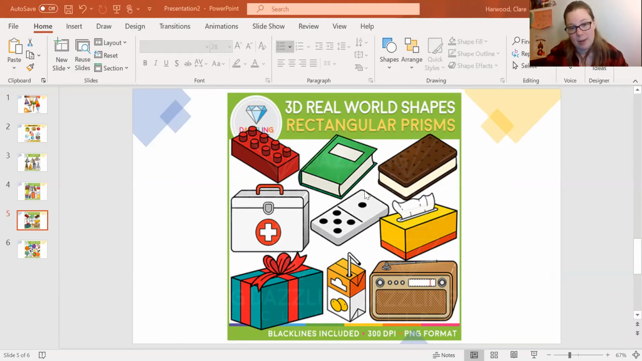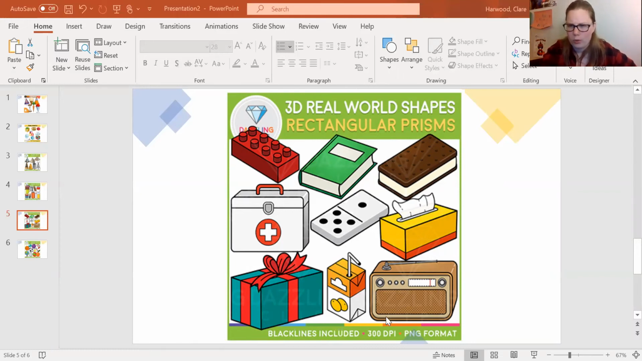Maybe you guys have seen dominoes. Dominoes are a rectangular prism. This is a medical bag that different nurses and doctors might use. Here's a present. We all love getting presents. This is a rectangular prism present.